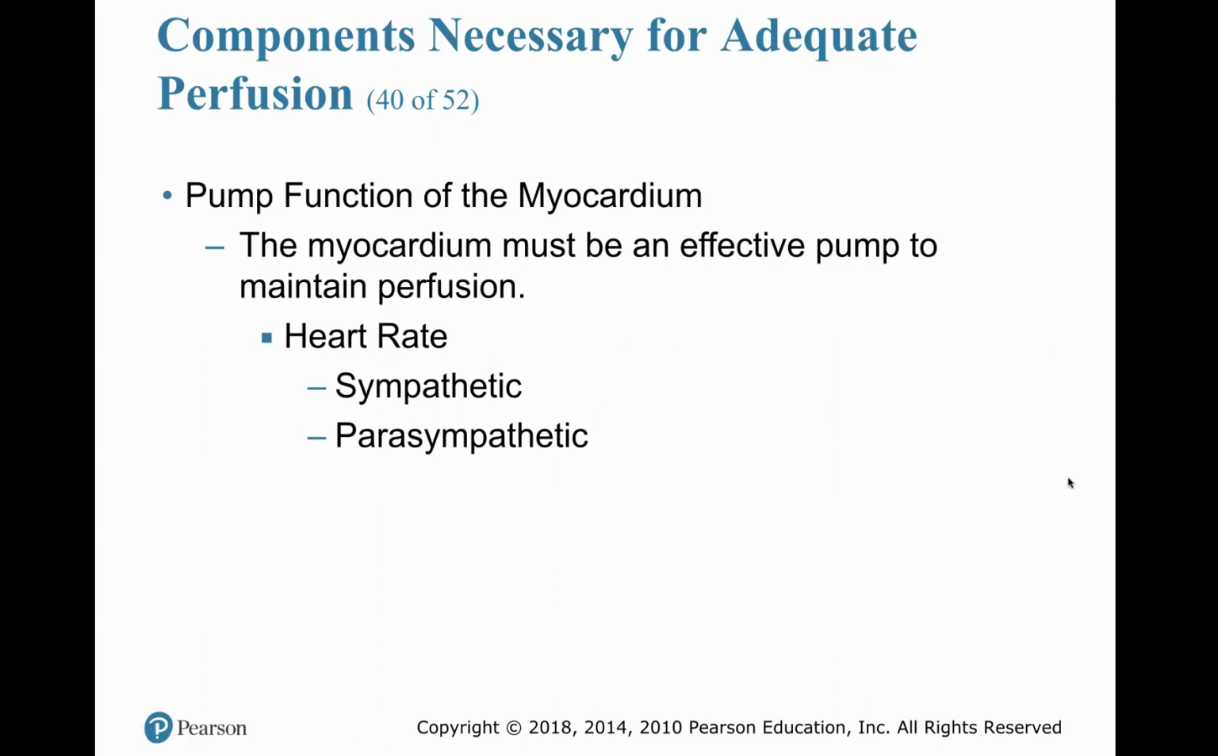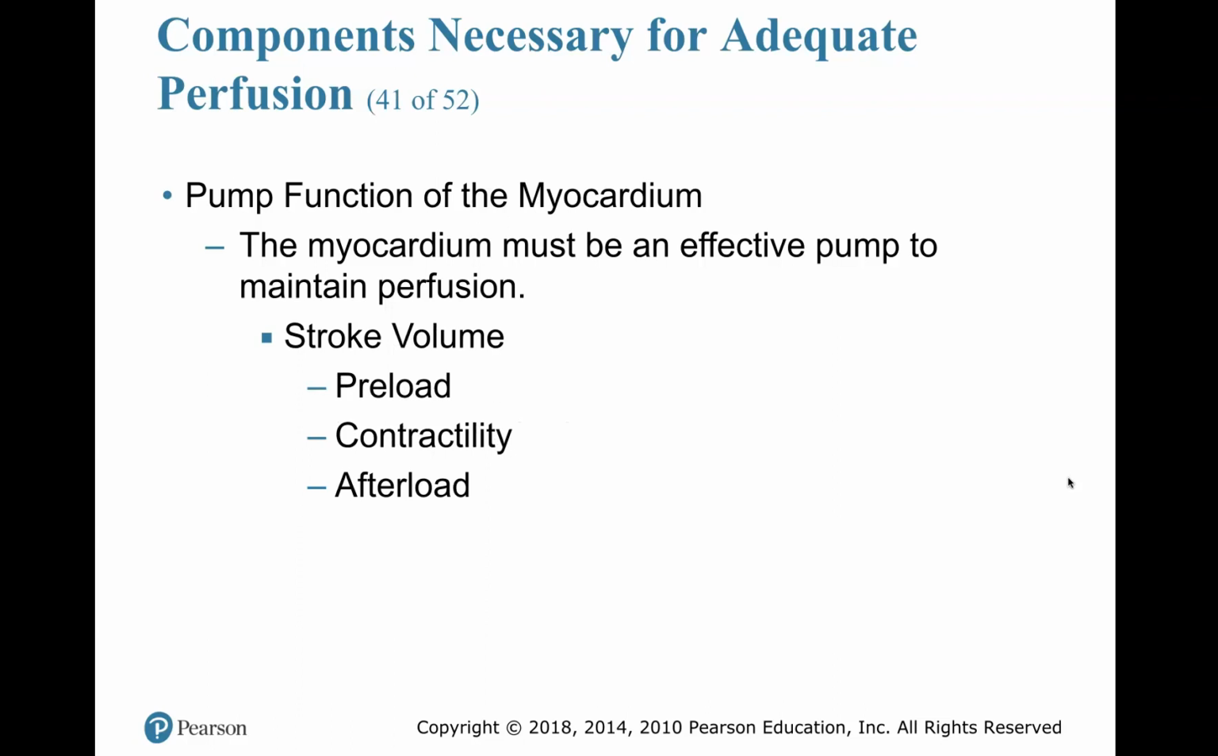Your heart rate is controlled by sympathetic and parasympathetic input. Stroke volume is going to be the preload, how much is loaded into the ventricle before it's pumped. Contractility, how well the ventricle contracts. And then the afterload, the resistance the ventricle pumps against.